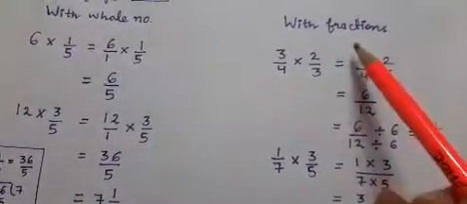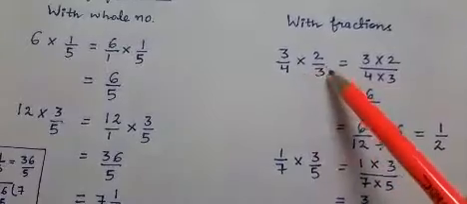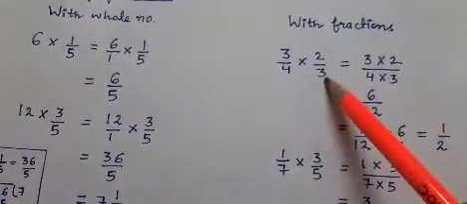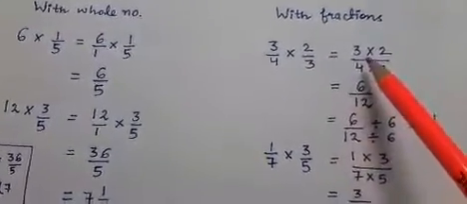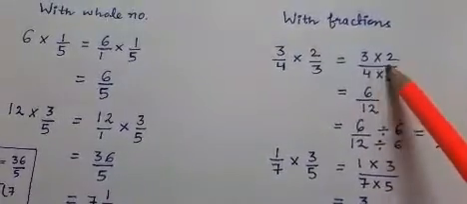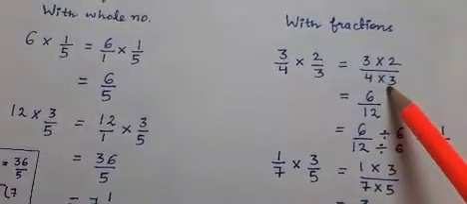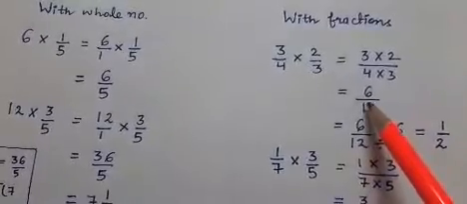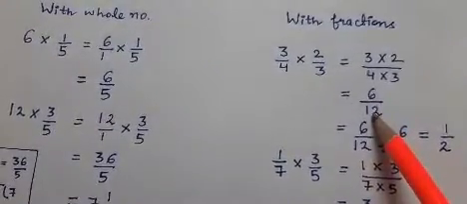And in case of fractions 3 upon 4 and 2 upon 3, we are multiplying these two fractions and we will just multiply the numerators separately and denominators separately. So we have got the answer as 6 upon 12.